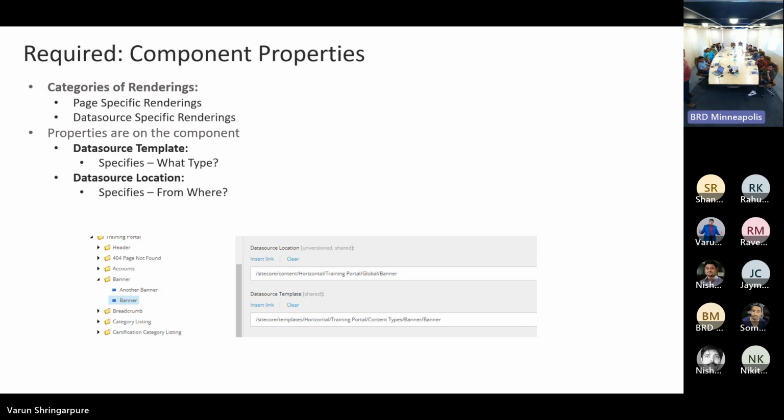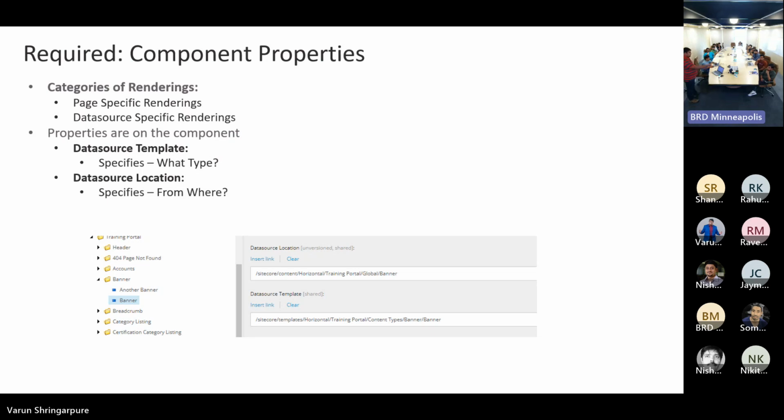Second is data source location. So again, we have the data folder. That data folder is technically where the data sources reside. So we generally have a data source folder location and data source items. That location we will specify here in the rendering, so that again we'll see how it works technically.